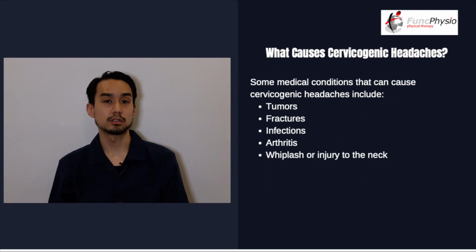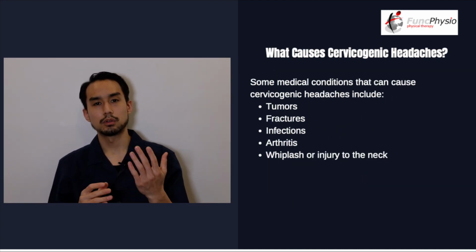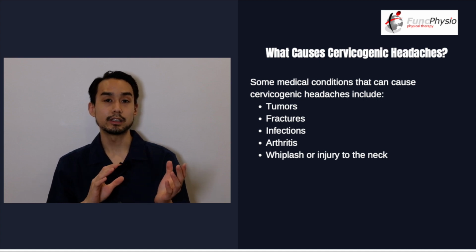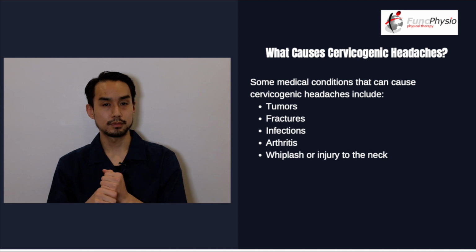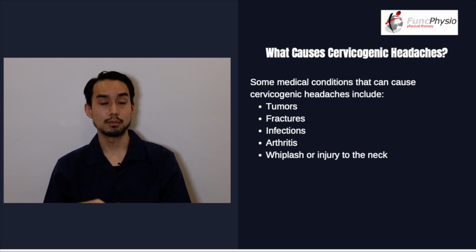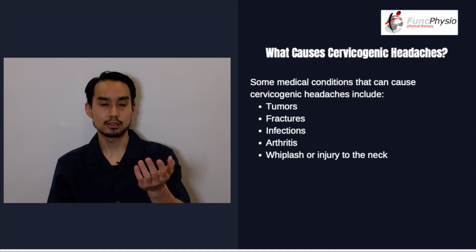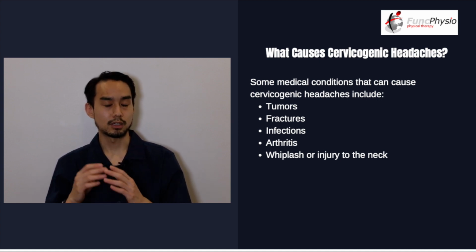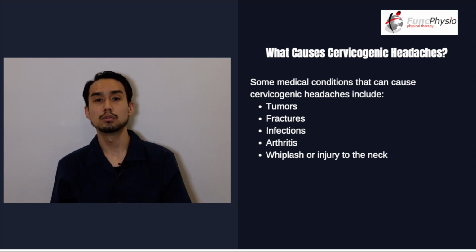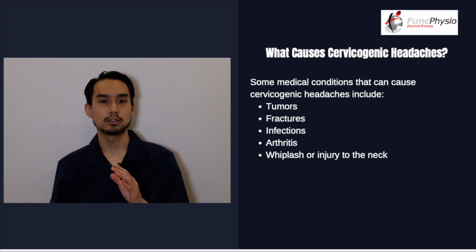So what exactly causes cervicogenic headache? It's a secondary headache, so something might be the underlying problem, and the issues may be a tumor, arthritis, a whiplash injury, or a fracture in the upper cervical spine. Because of that, there might be some issues going up towards the head, which causes the headache. Although we may not address a tumor or the fracture directly, individuals with cervicogenic headache can definitely benefit from physical therapy.